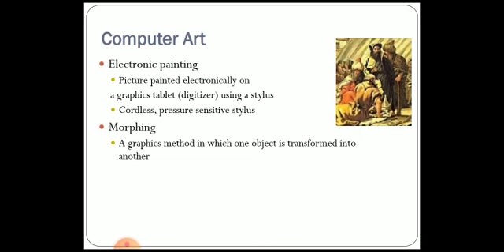Morphing, a graphics method in which one object is transformed into another. You may have seen that in many films, where you can morph one image onto the other. You can represent the transformation from one form to the other. Why is that possible? That is possible because of computer art packages.